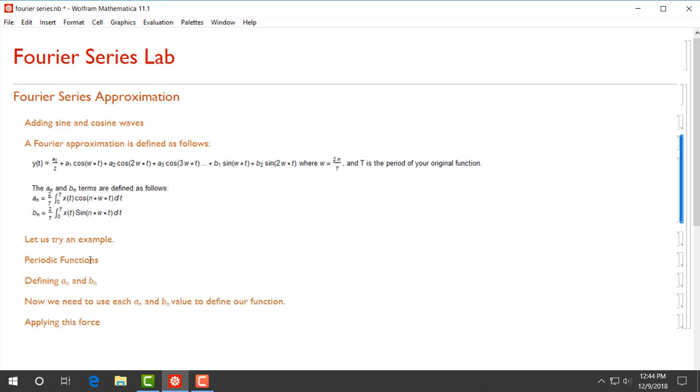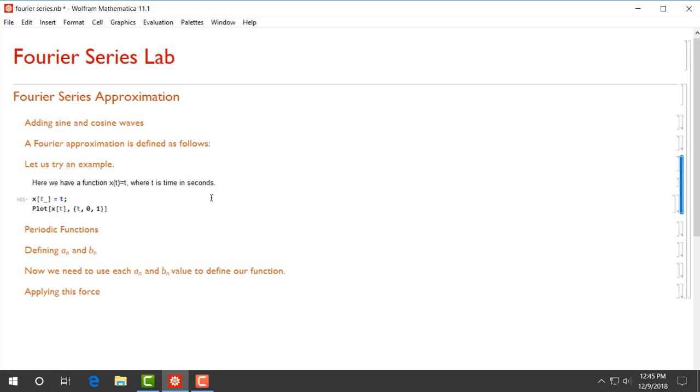So here's the definition of a Fourier series. There's different a terms. The a terms are times cosine, and there's different b terms times the sine. And we define our a terms and our b terms based off of these integrals, where you're integrating over the period your function times a cosine or times a sine wave. So let's apply this.